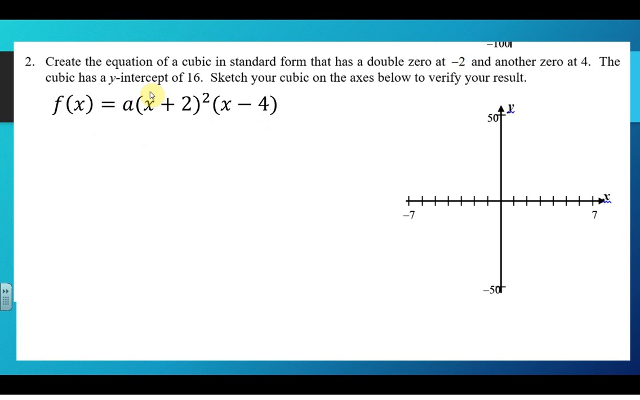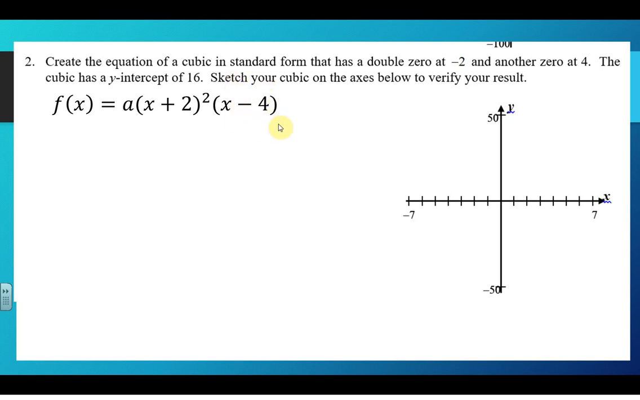The fact that we have a double zero at -2. Remember, if it's a zero at -2, what was it before you solved for x? It was x plus 2. It was a factor. The double zero is referring to the multiplicity. So double means I have a multiplicity of 2. That's why that one has an exponent of 2. Then we have another root at +4, so I knew that before it was an x minus 4.